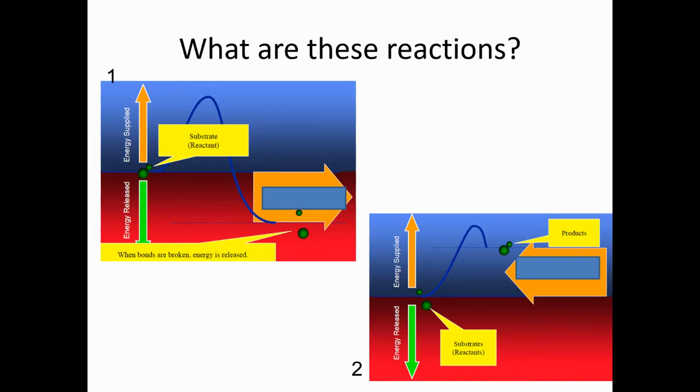Over here on the right, you can see the opposite. We have two molecules separate from each other. Then at the end, two molecules are put together, so molecules coming together, energy is in there. That would be an anabolic reaction.